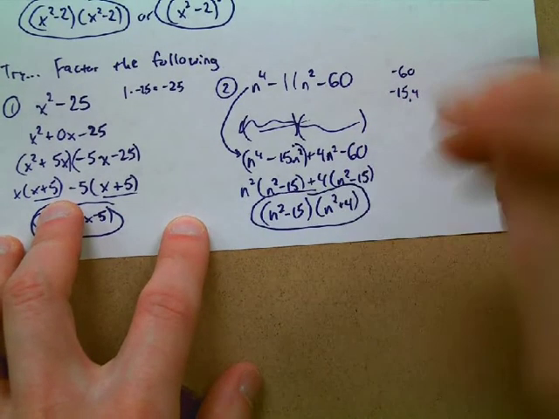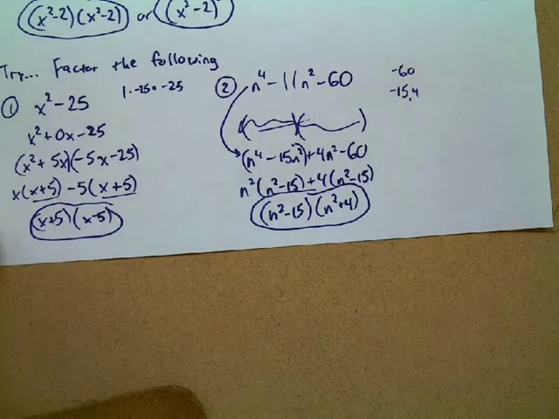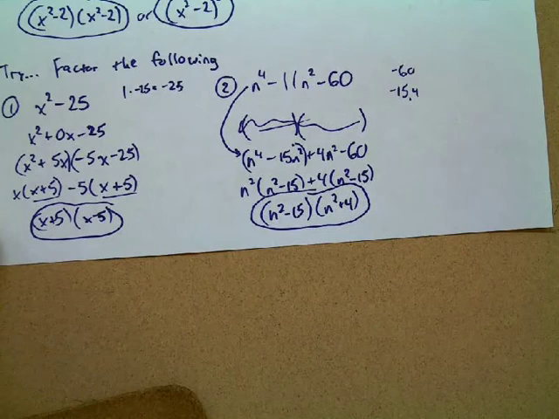Wait, you said that would factor to multiply to be 4 and add to be 0? Correct. Negative. Oh. Right, see? Yeah. They have to be the same sign, so they won't add to make 0.